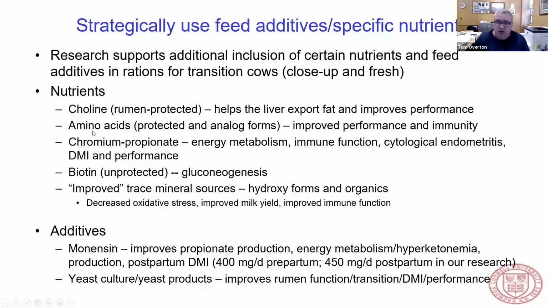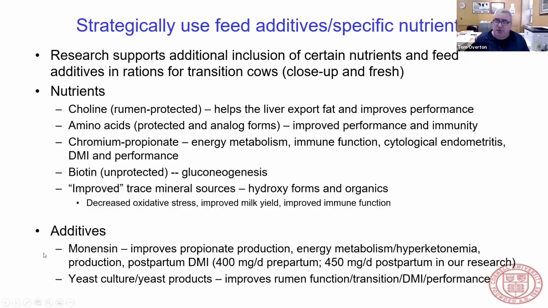Amino acids we talked about already. Chromium propionate has good data on energy metabolism, immune function, and endometritis. Biotin is a vitamin that looks to help glucose production in the cow, which is really important to the transition cow. And then our improved trace mineral sources, hydroxys and organics. People often call these things additives, but these things on the top are actually nutrients. We're just delivering them because the transition cow seems to specifically need those.